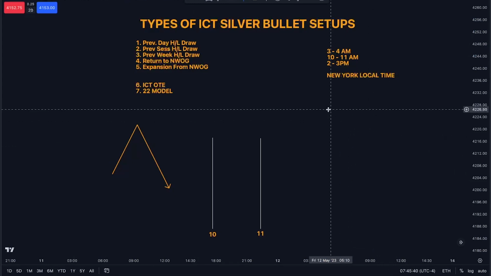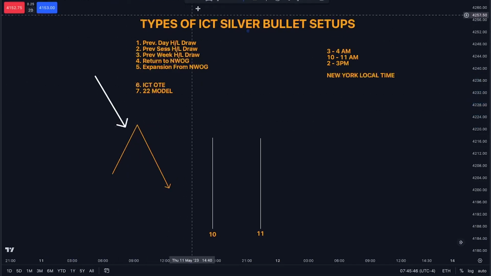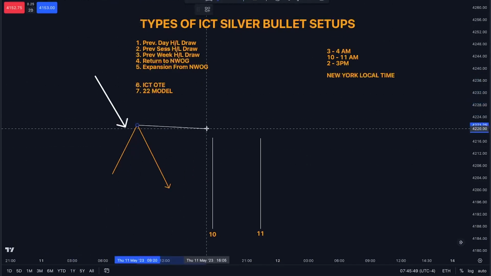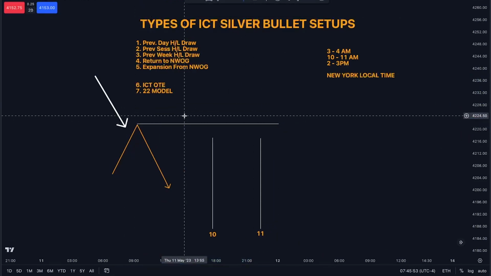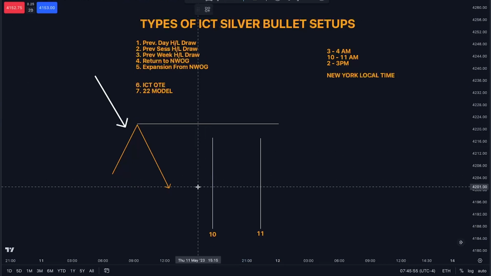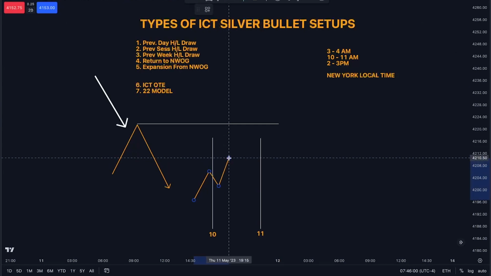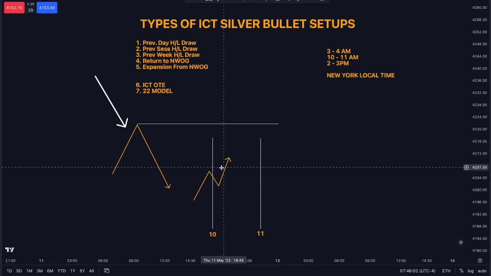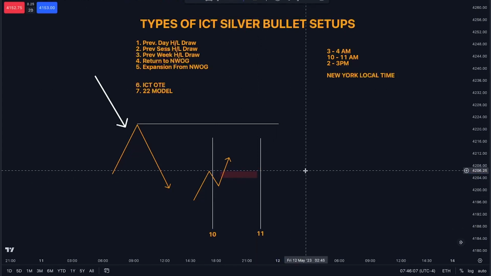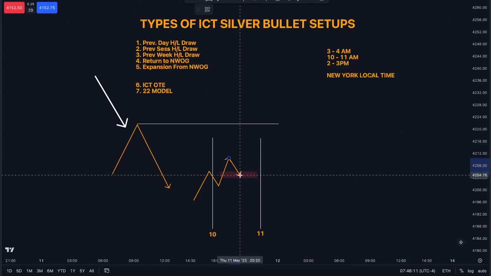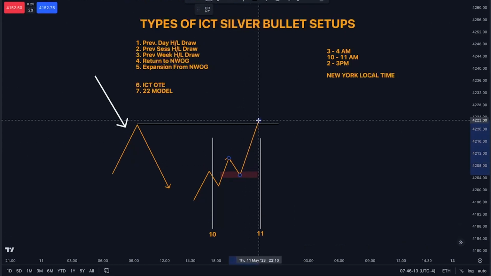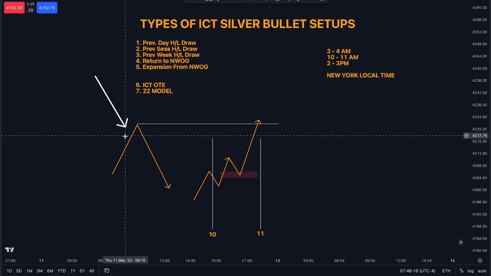How to trade this model? This is our previous day, week, or session high, okay? So that's our draw on liquidity. That's our target. Now we can see price is doing something and it makes a move between 10 to 11 a.m. It leaves a fair value gap right here. That's where you want to enter on the trade like this and target your high right here.